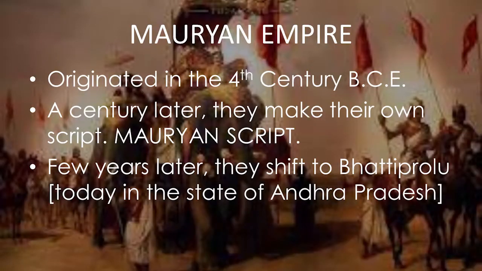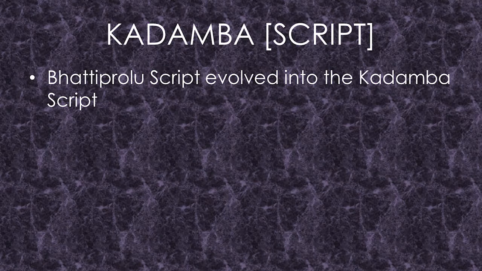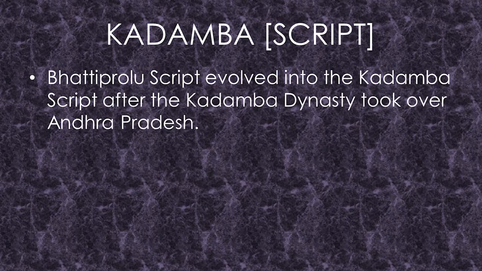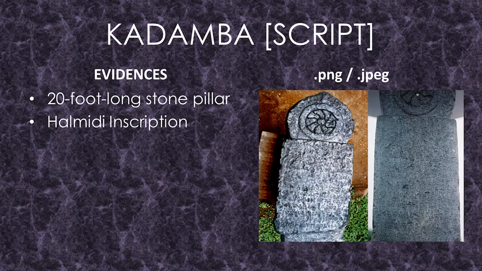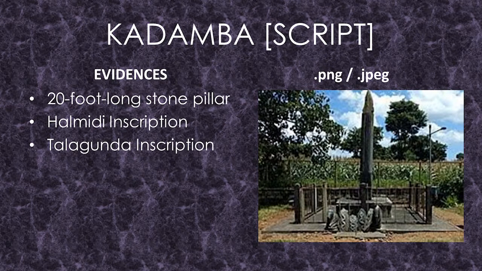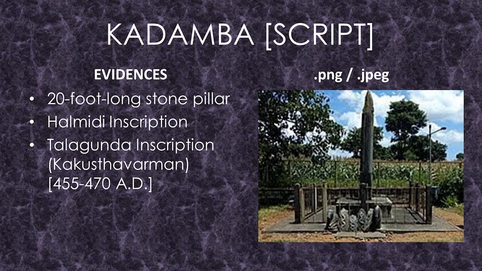The Bhati script later evolved into the Kadamba script when the Kadamba Empire took over parts of Karnataka and Andhra Pradesh. Evidences include this 20-foot long stone pillar and the Harmony inscription, which is the oldest dated evidence of the Kadamba script ever existing. But perhaps the inscription which linguists and archaeologists both found the most helpful was the Talugunda pillar of Kakusthavarman, which is an epigraphic record in the Sanskrit language in the Talugunda village of Karnataka, which can be dated back to 455 to 470 AD.